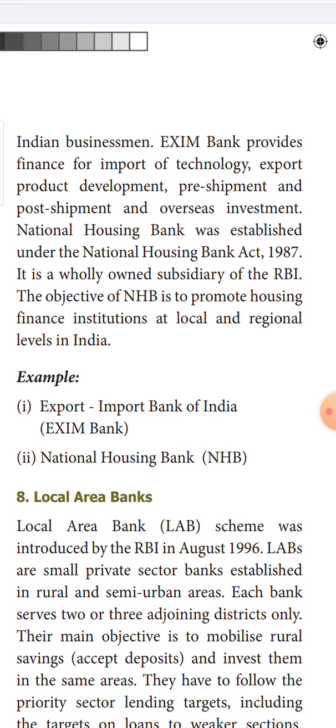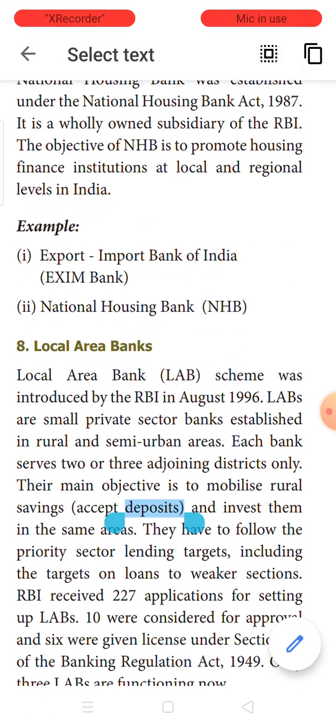The next type of specialized bank is the National Housing Bank, NHB. This was established in the year 1987. The primary function, or the only function, of this NHB is to promote housing finance. Okay, it is a housing financial institution. It operates at local levels as well as regional levels. They don't do any other task other than lending housing loans to the general public. So, what are the two types of special banks? Exim Bank and National Housing Bank.